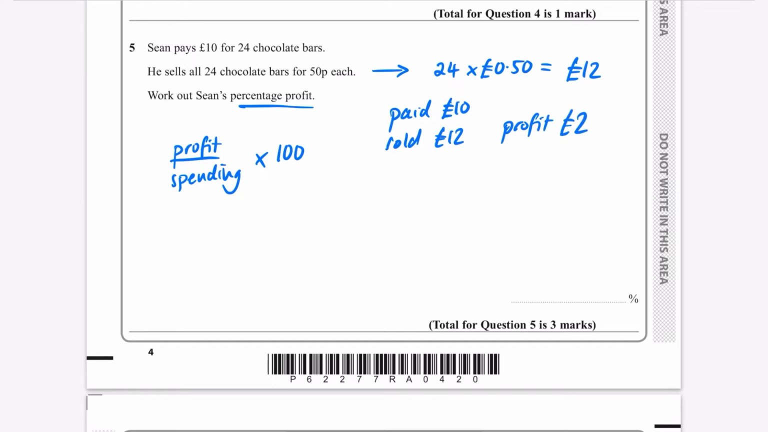So using this formula, we're going to say that the profit is £2, the spending was £10, and we're then going to times that by 100. So we could just do the 2 times 100, that's 200 divided by 10. That is therefore 20% profit that he's got here for this one.